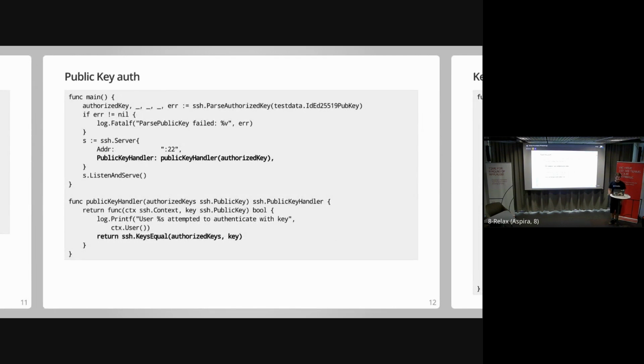The public key authentication is done in the same way as the password authentication. We just need to register a different handler and compare the public keys. It's advised to use the SSH keys equal function to compare the keys. It's a constant time comparison, so it's safe against timing attacks.